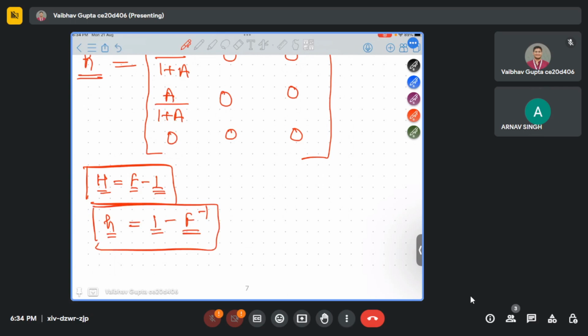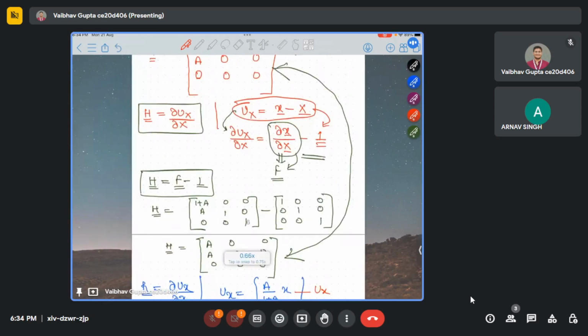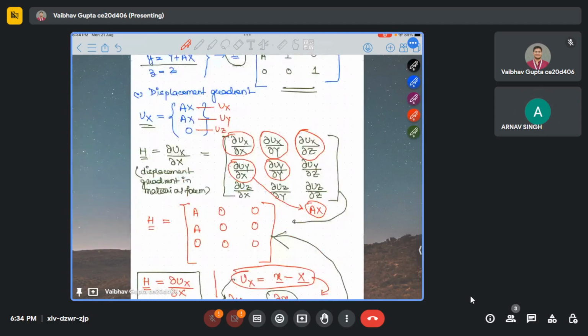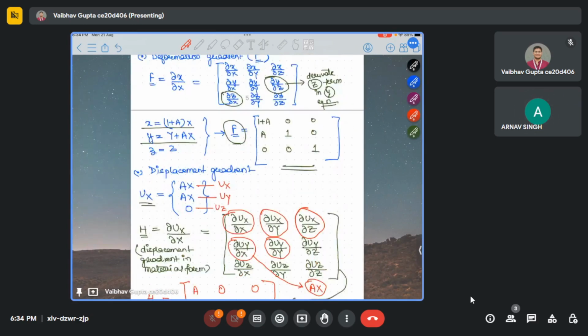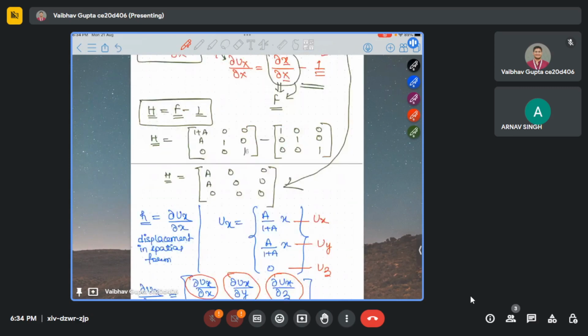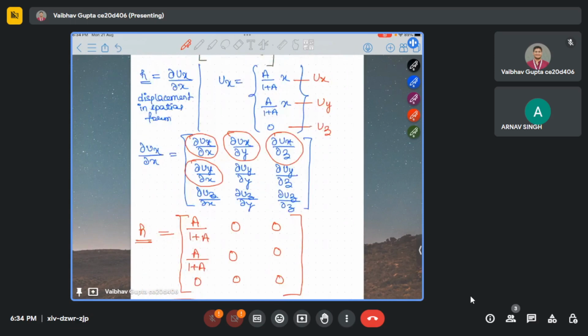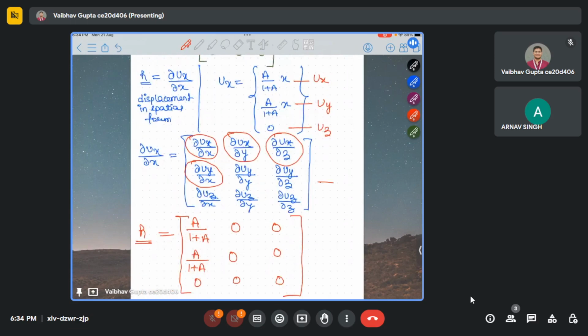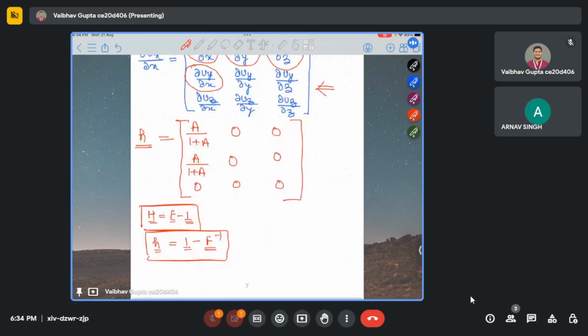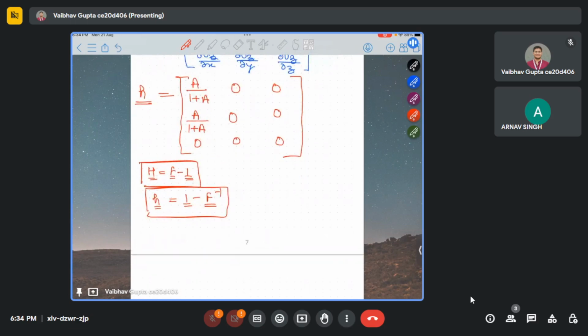The formula to find h in terms of the deformation gradient matrix is this. Finding the inverse of a matrix is difficult, and in the exam also, finding the inverse is difficult. So you can go through with this computation also. But if something is not given and only F is given, then you have to find out this thing.